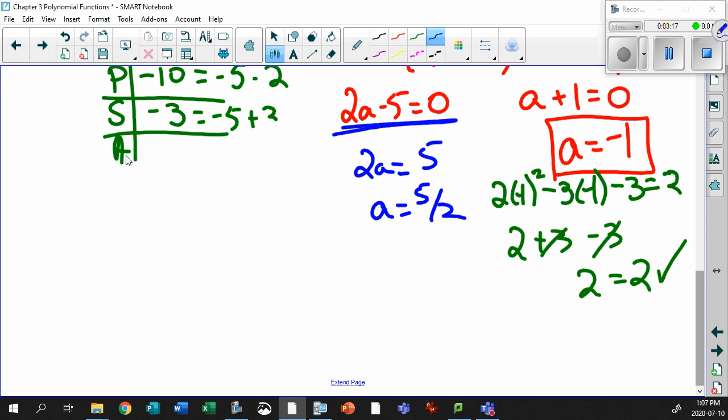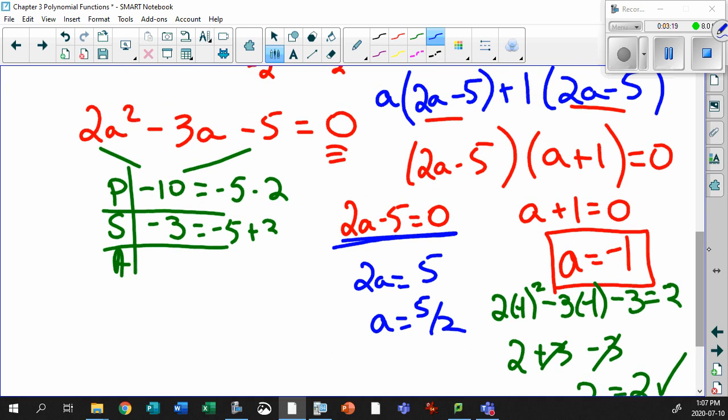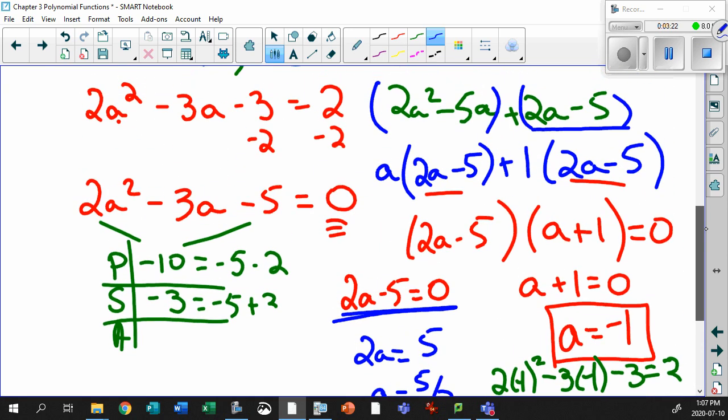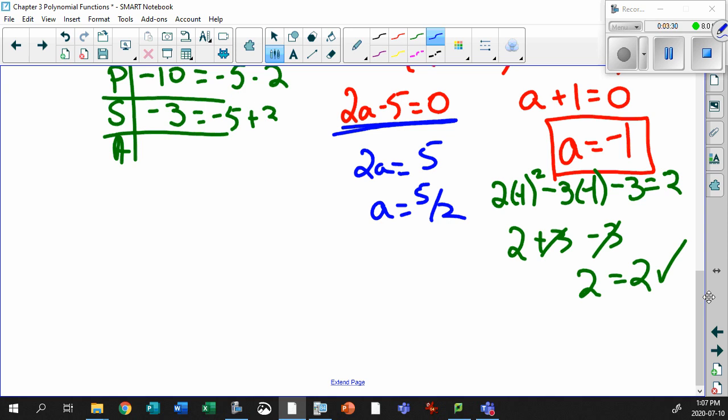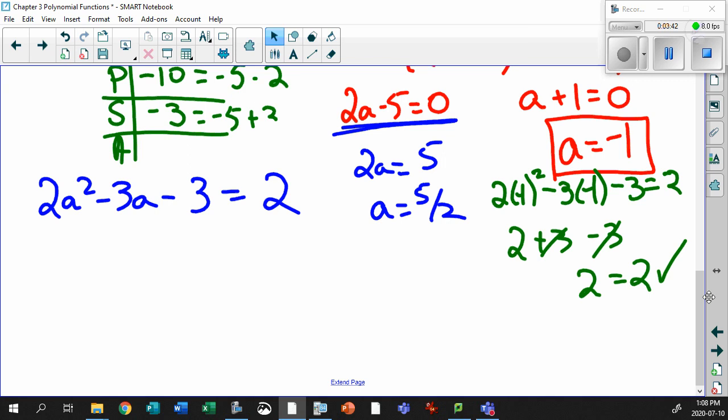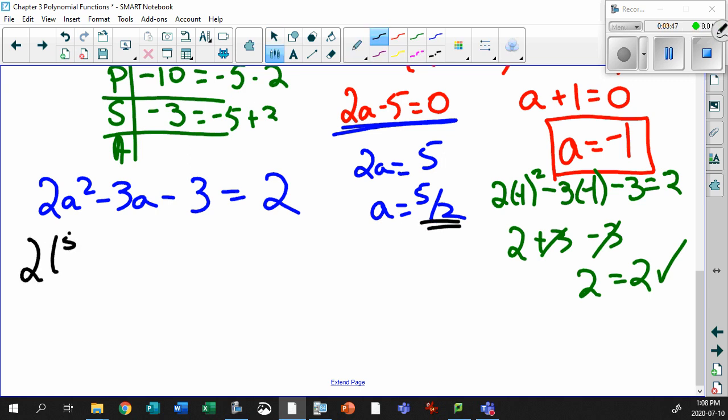So remember what our original question was. Our original question had to equal this, right? That's our original question. So 2a squared minus 3a minus, was it 3? Yes. Minus 3 had to give us this remainder of 2. If it doesn't work, oh boy. Okay, well, let's throw it in there. Here we go, 5 over 2. So 2 times 5 over 2 squared minus 3 times 5 over 2 minus 3.